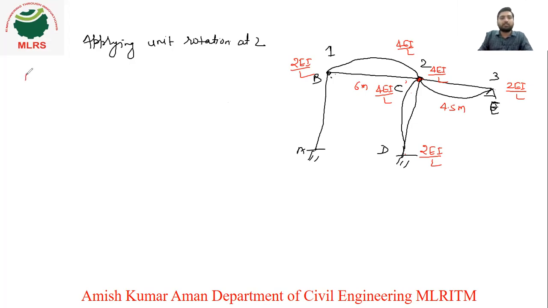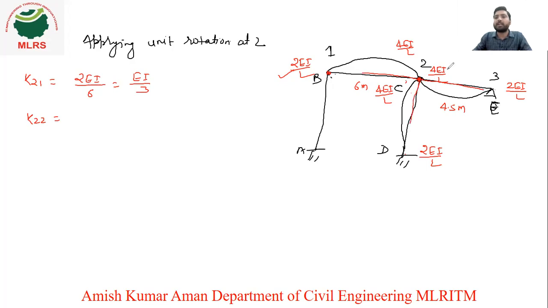So now we are calculating K21. K21 means you give unit rotation at 2 and calculate the stiffness at 1. So at 1, what is the stiffness? This is 2 EI by L, right? So 2 EI by L, this CB span is 6, so it will be EI by 3.